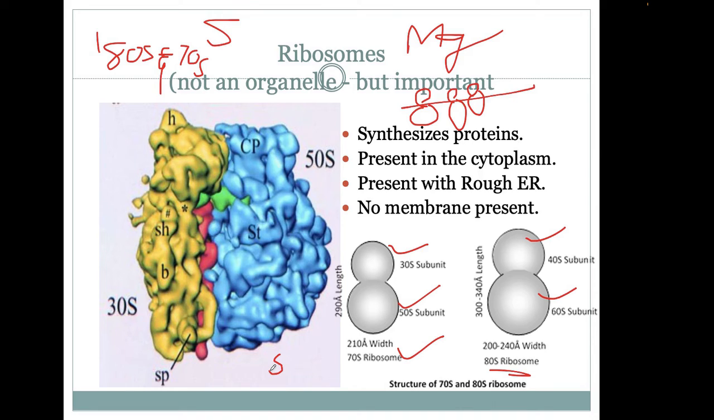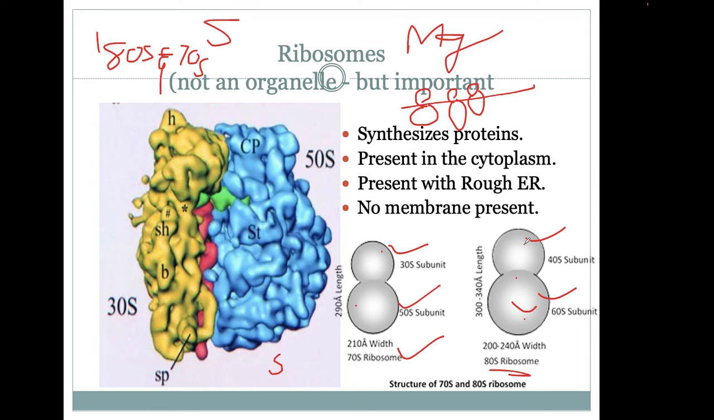So they are composed of two unequal subunits. You can see in the diagram also. This is the smaller unit, and this one is the bigger unit in the 70S. And also in 80S, this is the smaller unit and this one is the bigger unit. The 70S ribosomes are composed of 50S and 30S subunits, while 80S ribosomes show 60S and 40S subunits.